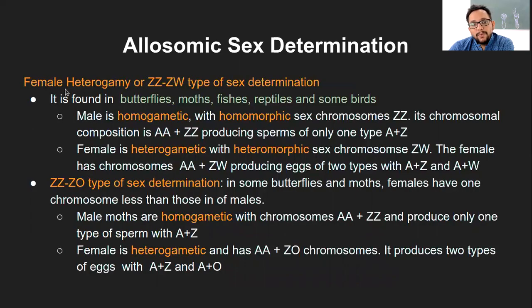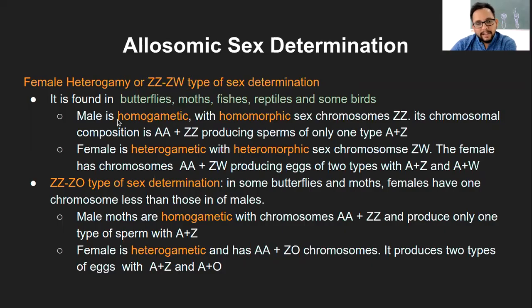Then we have female heterogamy. Now instead of the male producing two gametes, in some of these species it is the females which produce two different gametes. The examples here are butterflies, moths, fishes, reptiles. They have ZZ, ZW type of sex determination. Their sex chromosomes are either ZZ or ZW, that means they have Z and W chromosomes.